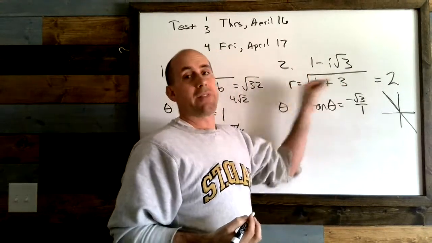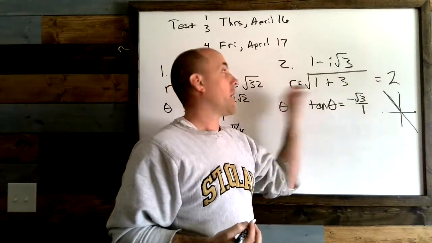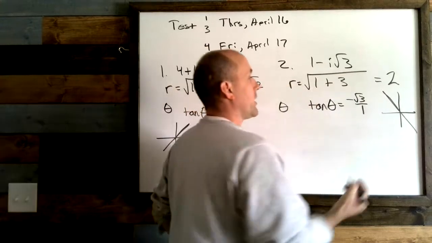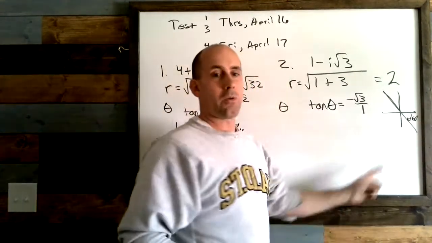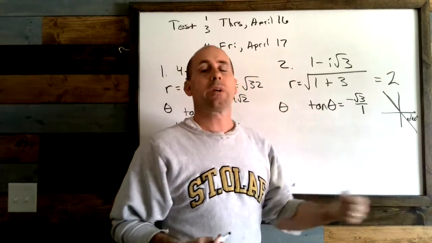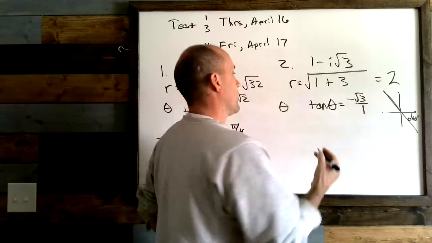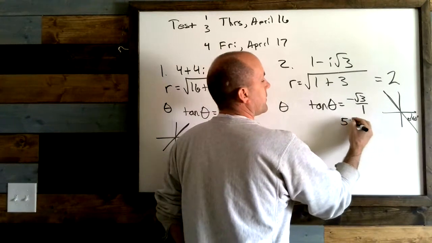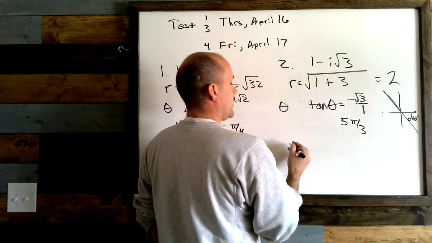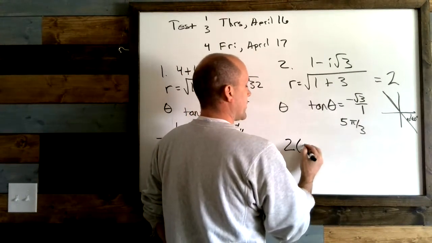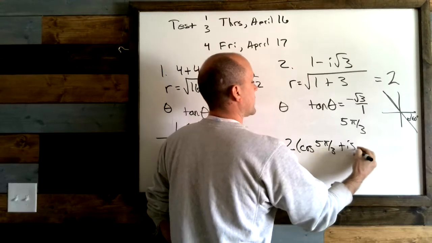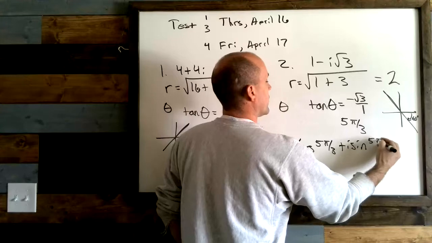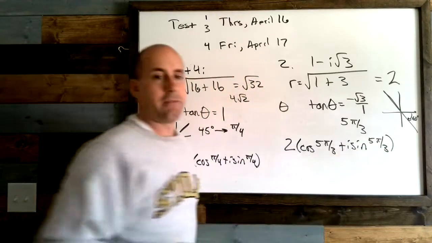Well, if you were to plot this, that would put you into the fourth quadrant, over 1 and down the root of 3. So we're looking at a 60-degree reference angle here in the fourth quadrant, and that makes 300 degrees, or in radians, 5 pi over 3. So you have 2 times the cosine of 5 pi over 3 plus I sine of 5 pi over 3. And that's what you have, okay?